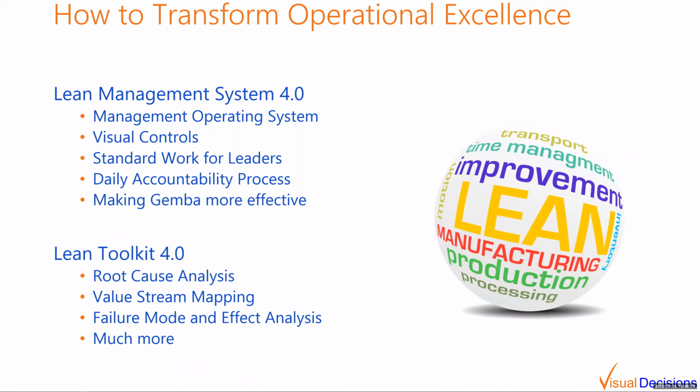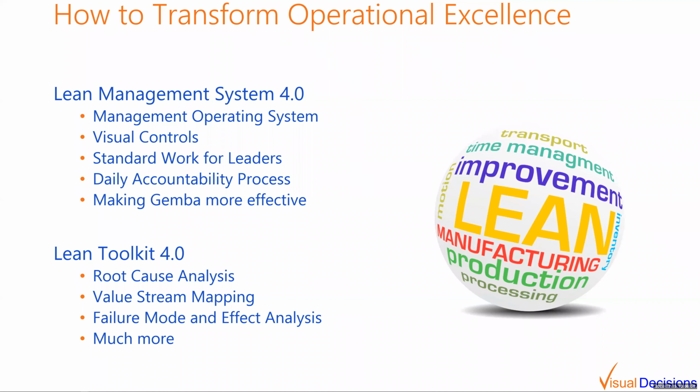And one way is that if we look at the typical lean management system, where you have the operating system for the business, what are the KPIs that are in place? If you do Hoshin planning, policy deployment, if you look at the visual controls that are in place, how you develop standard work, not just for the shop floor, but for the leadership as well. Looking at the daily accountability process, how you make Gemba walks more effective and so forth.